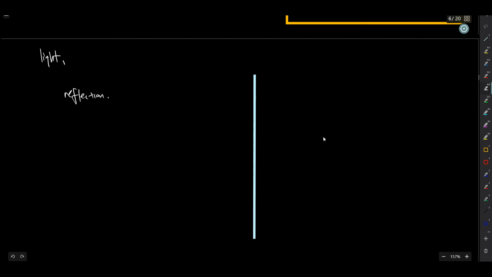Okay, so for mirrors, the reflection is quite straightforward. If the object is here, first thing first, the object and the image must be the same distance away from the mirror. And because it's a virtual image, how do you know it's a virtual image? Because it cannot be formed on the screen.